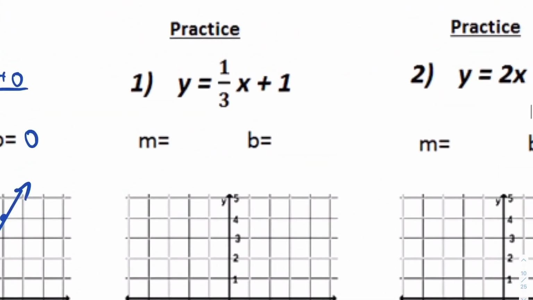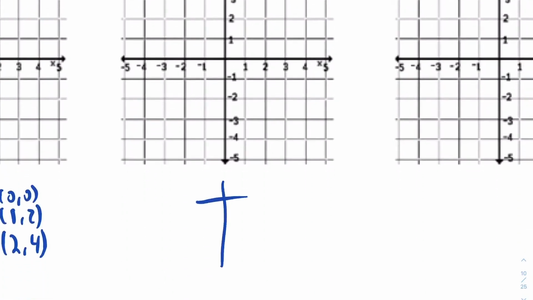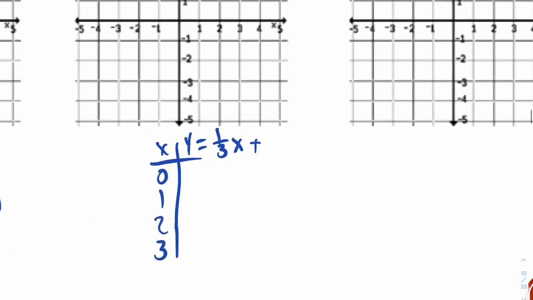Since this is our first one with a fraction, I'll go ahead and do it even though it's no big deal. M is 1/3, B is 1. Let's make a table: 0, 1, 2, and this time I'll put 3, because y is equal to 1/3 x plus 1.